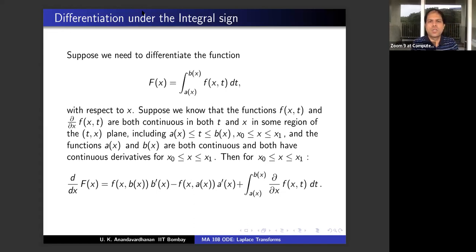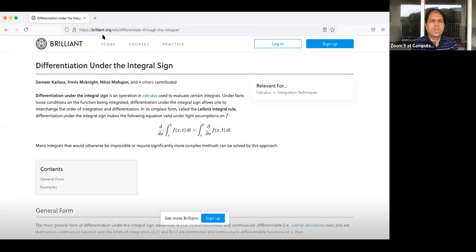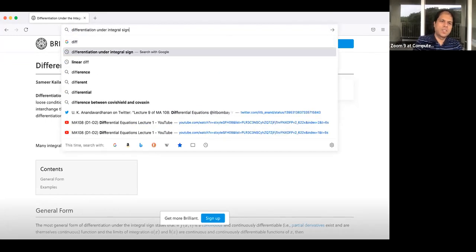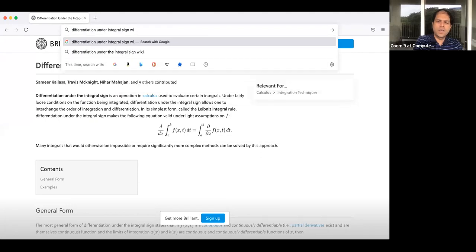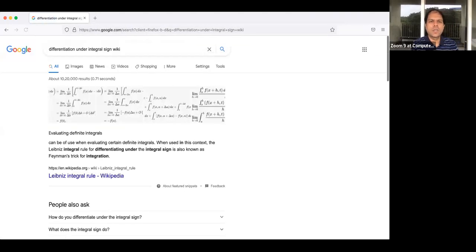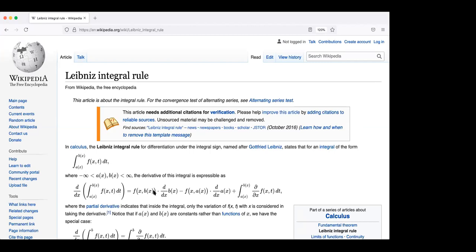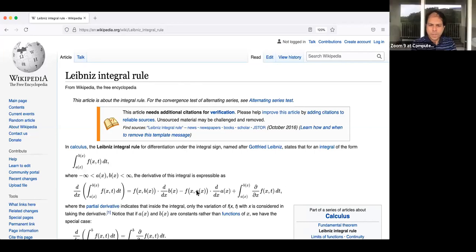So once again I need to share this. No, this is some brilliant tutorial. I don't want this. I want Wikipedia. Differentiation under integral sign wiki page. Can you see the screen? Yeah, so somebody who said Leibniz integral rule is absolutely right. That's what Wiki is also saying. So this is the formula that I have written down. Now, can you see the Firefox page? Yes. Can one of you confirm? Yes, sir. So this is exactly what I have copied.